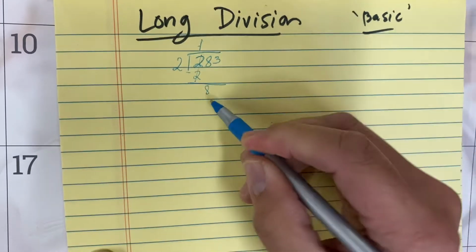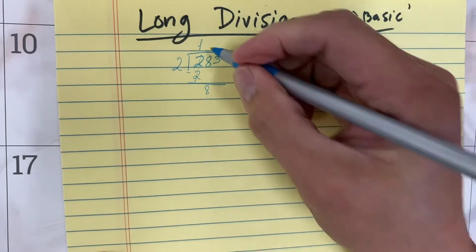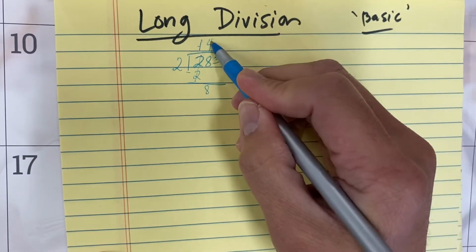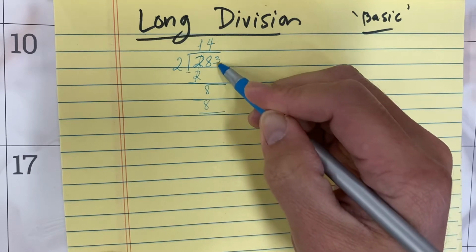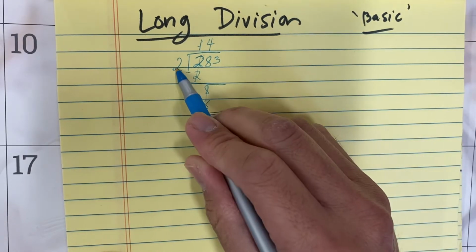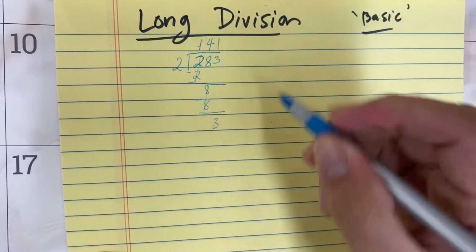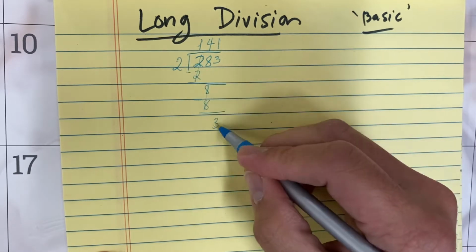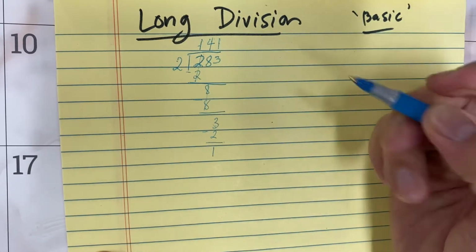Drop the 8. Then you divide it again. 8 divided by 2 is 4. So put the 4 there. 4 times 2 is 8. Then take it down again. Cancel it out. Drop the 3. Can you divide 3 by 2? Yes. There's only 1 2's in a 3. So put a 1 there. 1 times 2 is 2. So minus 2 there. That will give me 1.